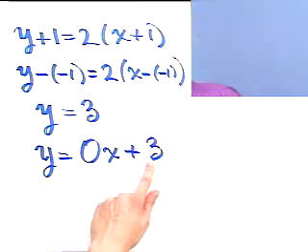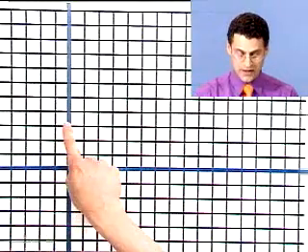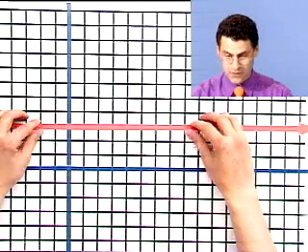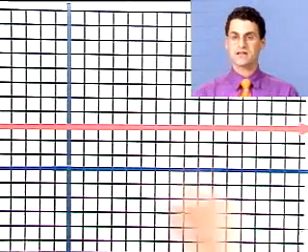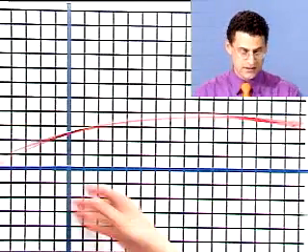So what does that look like? Slope is 0, and the y-intercept is 1, 2, 3, and the slope is 0. That means the line is horizontal. These are all the places where y equals 3. It's the horizontal line 3 units up above the x-axis. Piece of cake. Let's try another one.